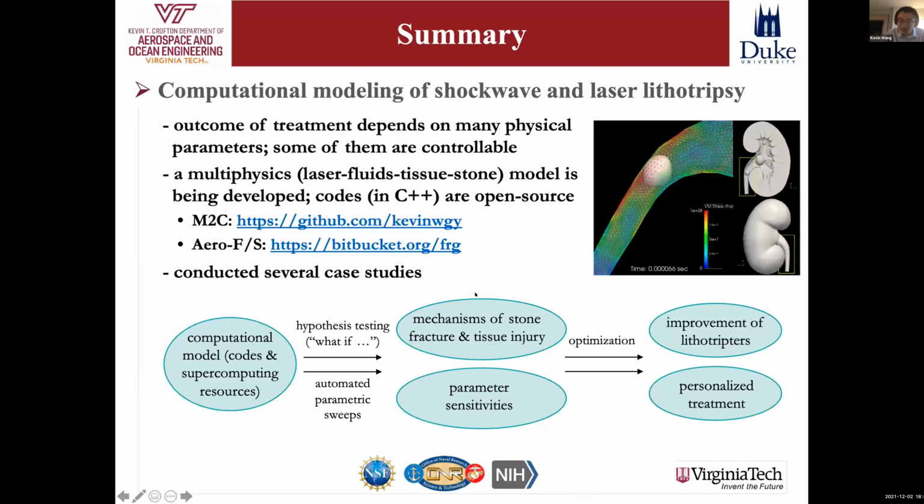Now, after that, combining the new computational tool, improved understanding, improved knowledge, and data set, we hope that this approach can allow us to improve the design of lithotripters and also probably help with the personalization of treatment strategies.